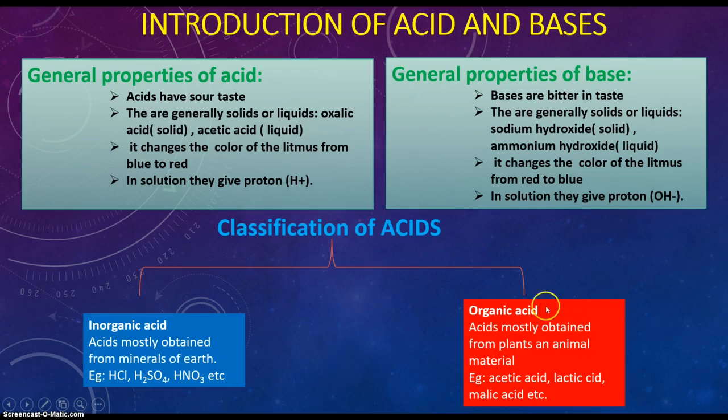But organic acids are obtained from plants and animals, and the main structure of plants and animals is a carbon skeleton, right? So that's why the acids called organic acids contain carbon as one of the elements, right? And examples are acetic acid, lactic acid, and malic acid.